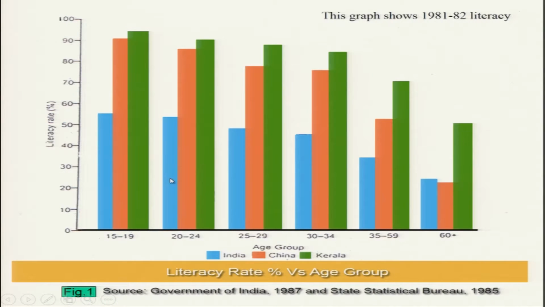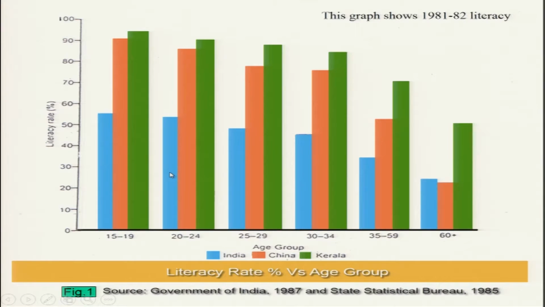So 40 years ago, when they were in the age group of 20-24, this was the literacy level. That means in the year 1940, India and China's literacy rate was almost comparable, and Kerala was advanced. So in 1940, what was the literacy rate of people who belonged to the age group of 20 to 40? We can say that for this age group, the literacy rate for India and China was comparable.